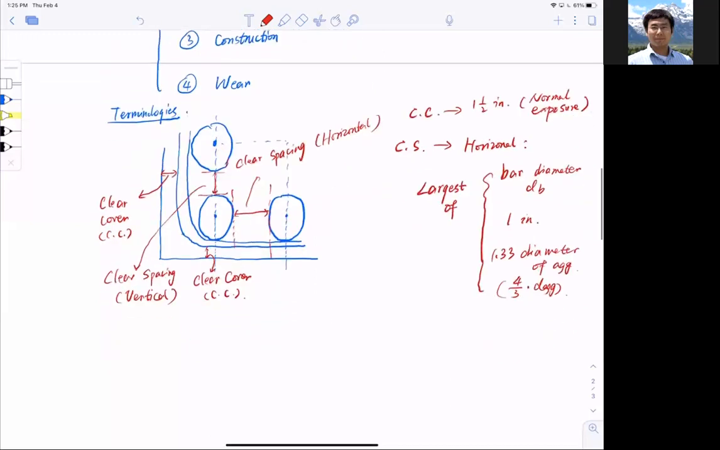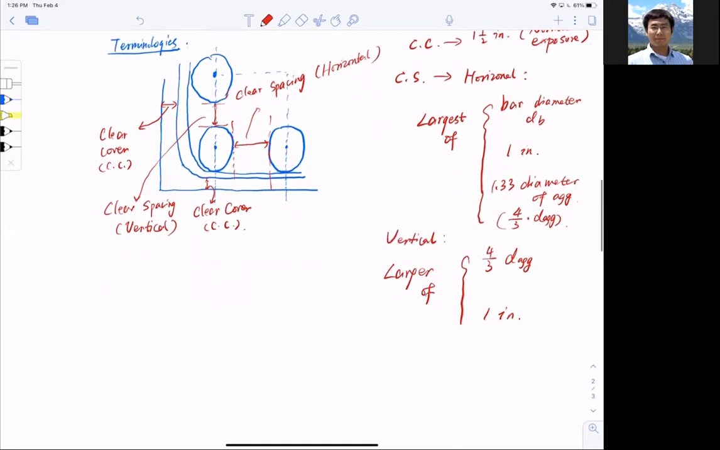Now that is for the horizontal requirement. For the vertical, things are slightly different. It just has to satisfy the larger of 2. One is 4/3 d_agg, the diameter of the aggregates, and then 1 inch. So that's the spacing requirement. That's the clear cover requirement. See, it's not bad. It's easy to remember. But there are also other requirements.